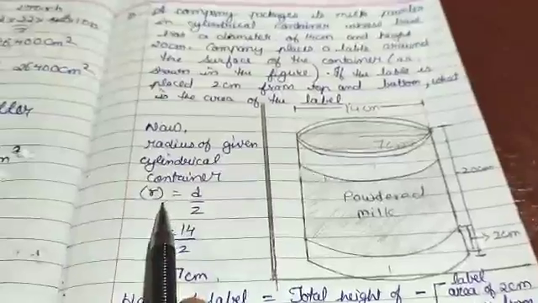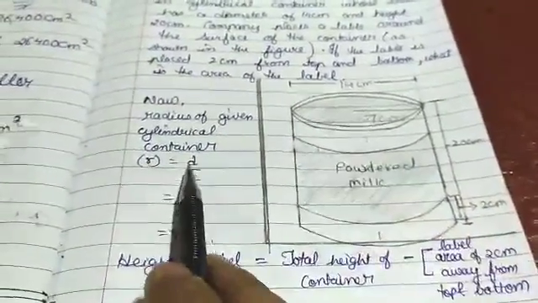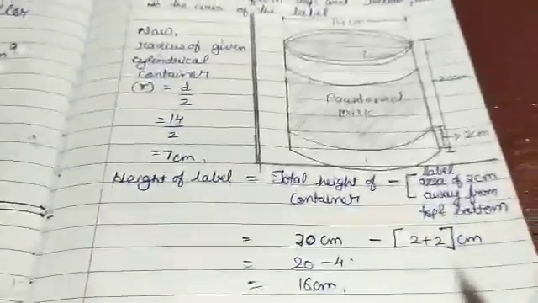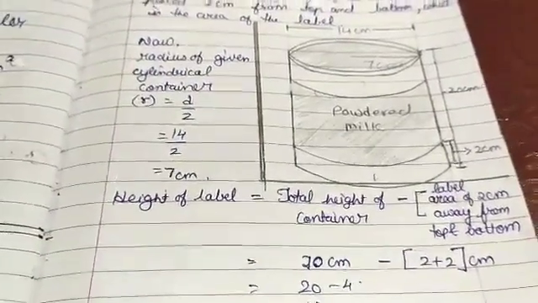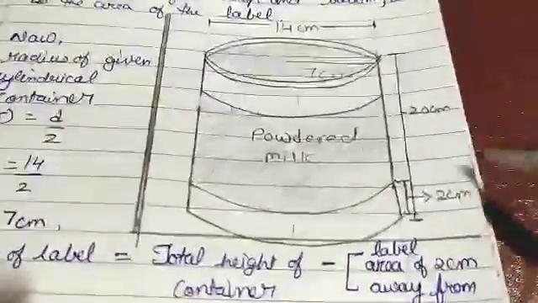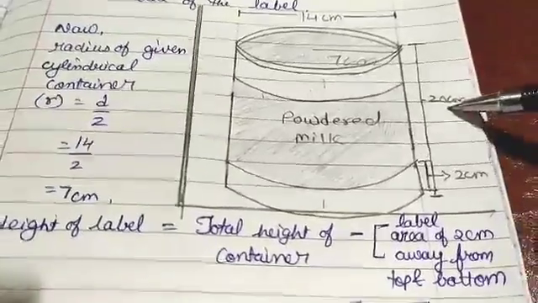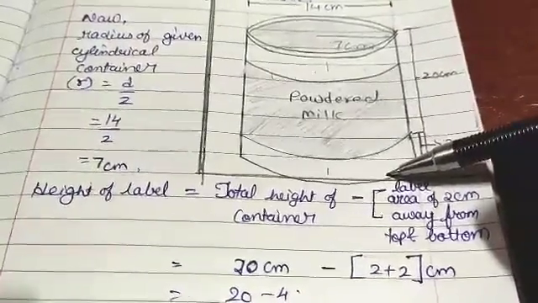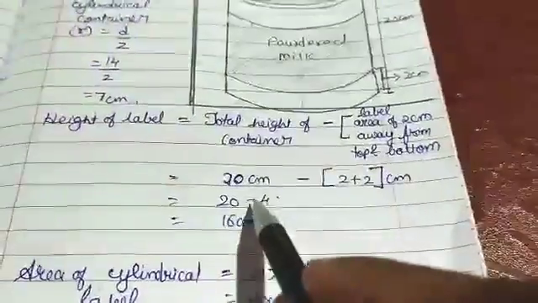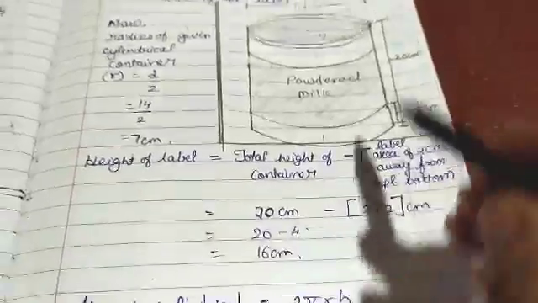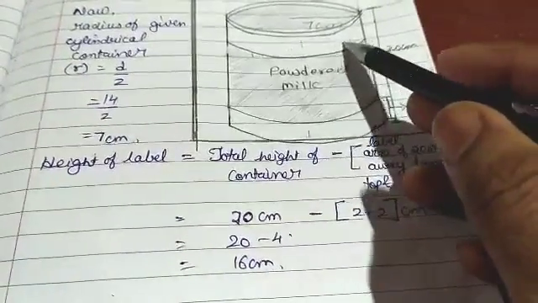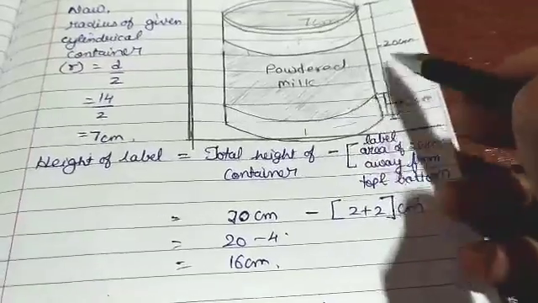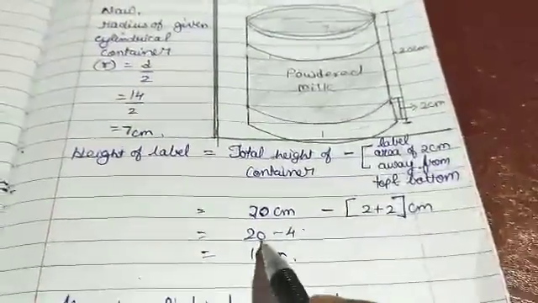So first of all, we will find the radius. As we all know, the diameter is given 14, so radius will be 7. See here, diameter divided by 2, that is 14 divided by 2 is 7. Now we will find the height of the label. Total height is 20. So from 20 you have to subtract 2 centimeter from top and 2 centimeter from the bottom. 2 plus 2 is 4, you have to subtract 4 centimeter from the total height of 20. Why? Because only this much portion is labeled. This one here is not labeled. So the height of this label is 20 minus 4, that is 16 centimeter.